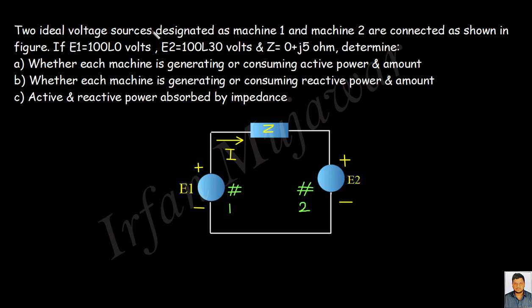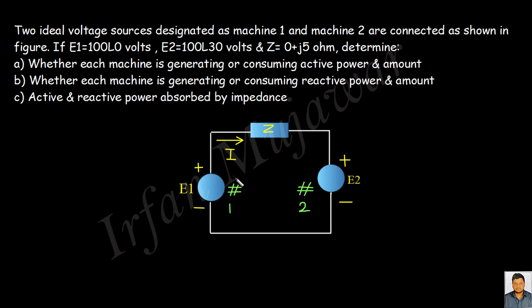2 ideal voltage sources designated as machine 1 and machine 2 are connected as shown in the figure. This is the figure. If E1 equal to 100 at an angle of 0 degrees holds, E2 equal to 100 at an angle of 30 degrees holds, and Z, that is the impedance, equal to 0 plus J5 ohm, determine: A, whether each machine is generating or consuming active power and the amount of that active power. B, whether each machine is generating or consuming reactive power and the amount. C, active and reactive power absorbed by the impedance.